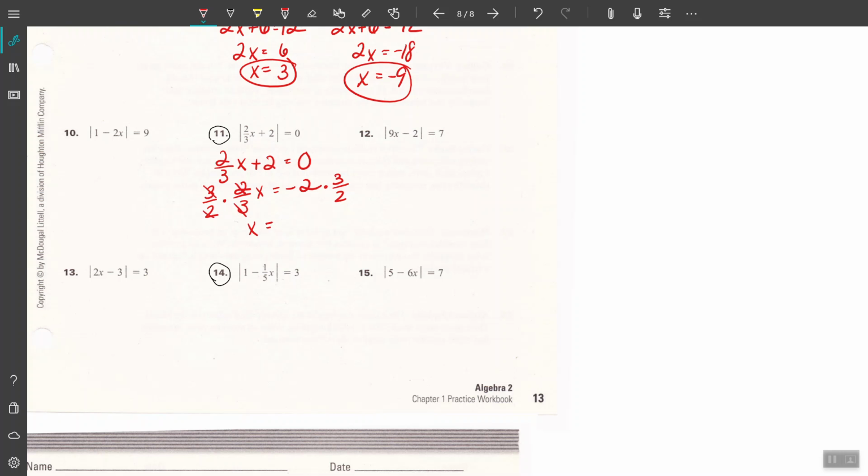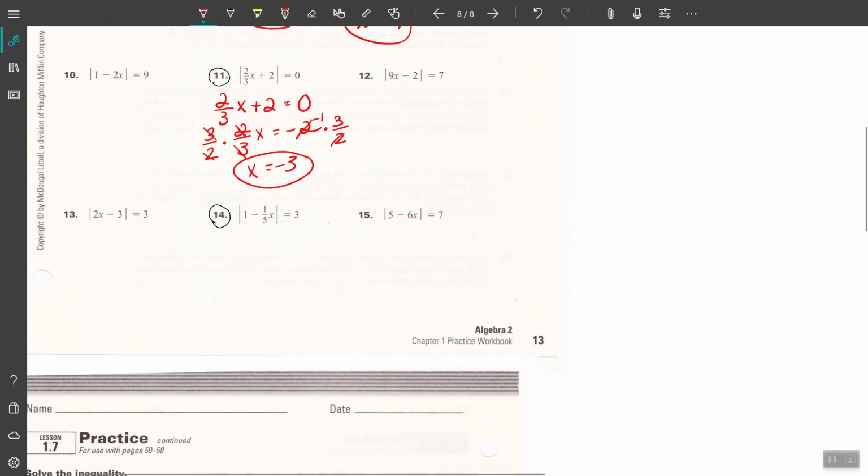Let's go to 1. You end up with a negative 3. So if we were to graph it, the vertex of this graph would be sitting at x of negative 3. There's only one solution, so it's only hitting that x-axis one time.